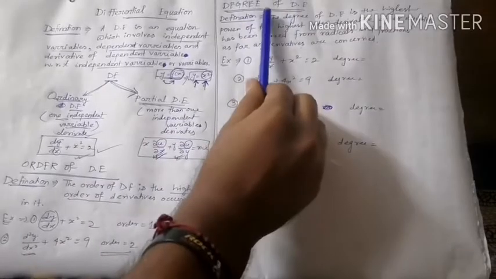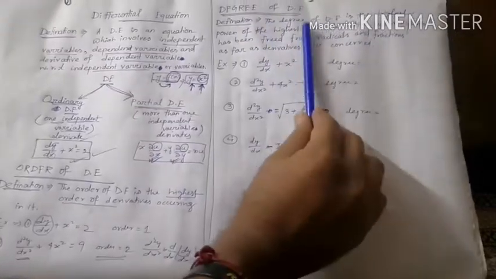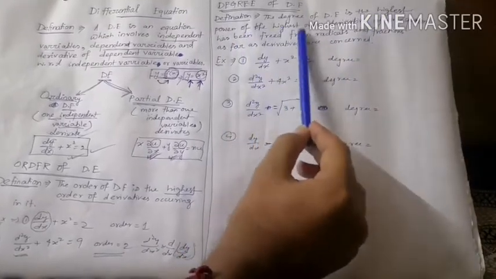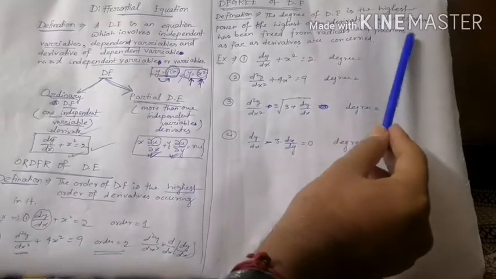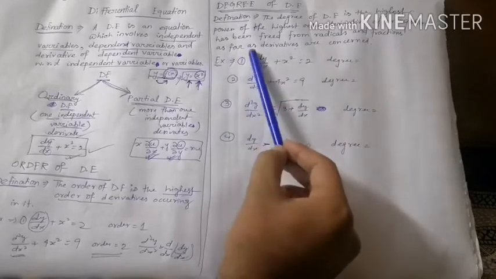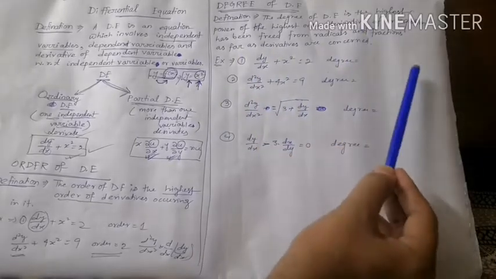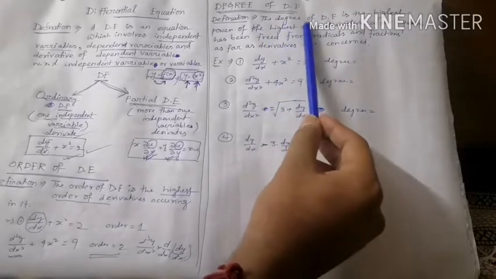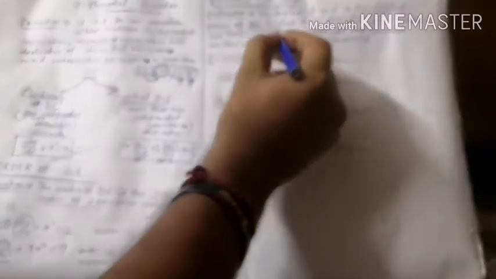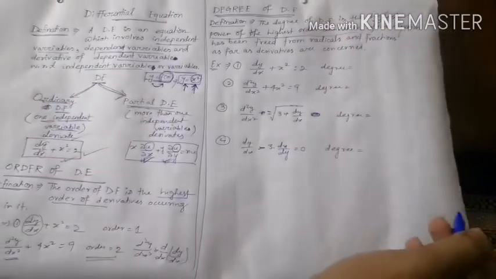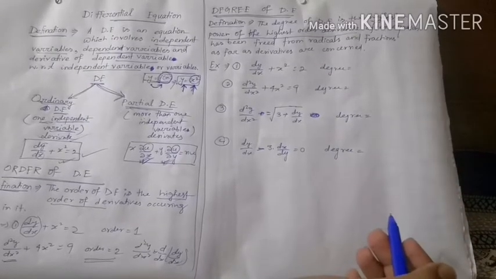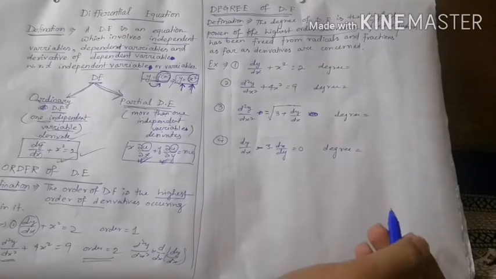Now, the degree of a differential equation. The degree of a differential equation is the highest power of the highest order derivative after the equation has been freed from radicals and fractions as far as derivatives are concerned. Once again I will repeat, the degree of a differential equation is the highest power of the highest order derivative after the equation has been freed from radicals and fractions. Through examples we will understand that very clearly.